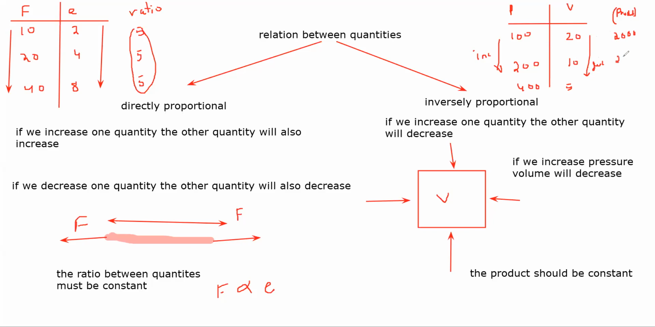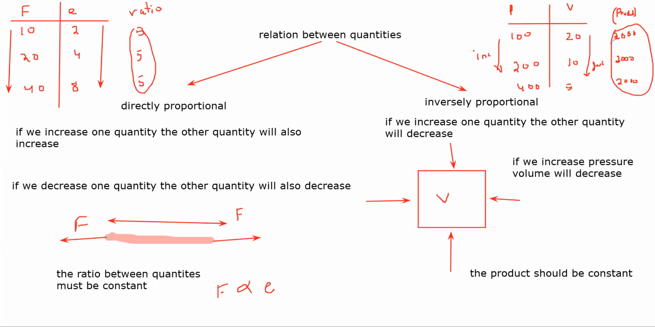200 multiplied by 10 is also equal to 2000. 400 multiplied by 5 is also equal to 2000. So you can see here, when I take the product of these two quantities, I'm getting a constant answer. So whenever the product of the two quantities is constant, and one is increasing and the other is decreasing, we call them inversely proportional.